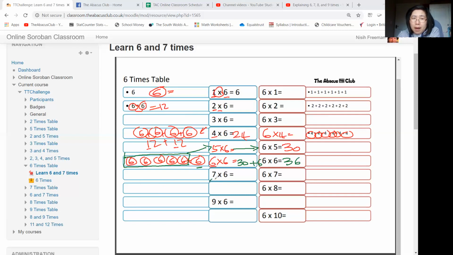The same can be applied to 7, except now I'm not going to draw 7 bags, but instead I'm going to say, okay, it's made of 5 bags and 2 bags. So 5 times 6 is 30, and 2 times 6 is 12. If you add this up, 30 add 10 is 40, add 2 is 42. And let's try if the reverse is true. So 7 times 6 is 42.